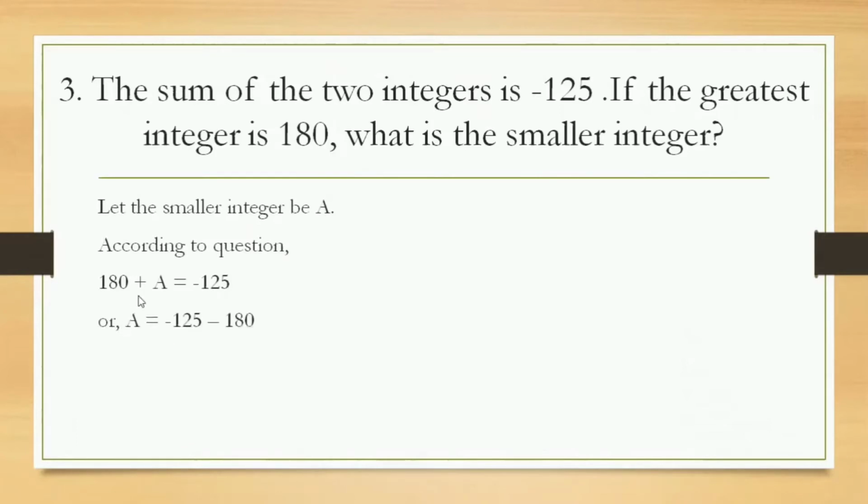Then a equals, 180 goes this side, minus 180 minus, both negative, then we have to add, but the sign remains minus. Keep in mind that, this is very important. Minus, minus added, but the sign remains minus 305. The right answer. Therefore, the smaller integer a equals minus 305.